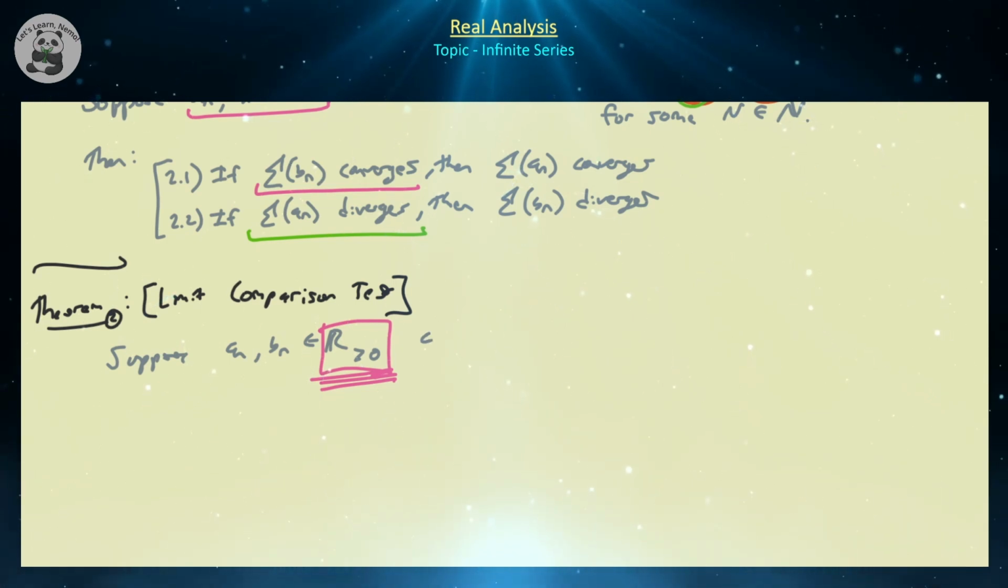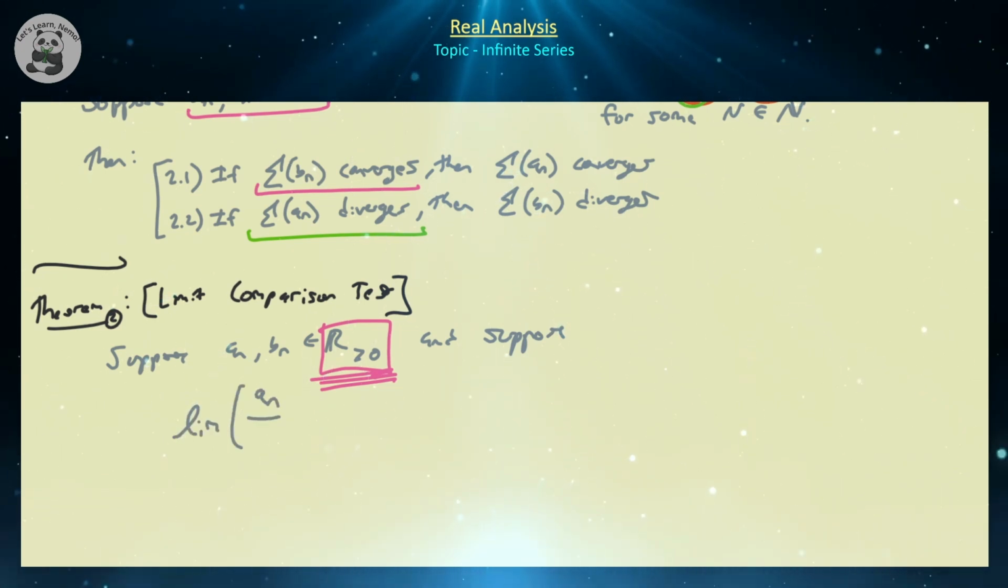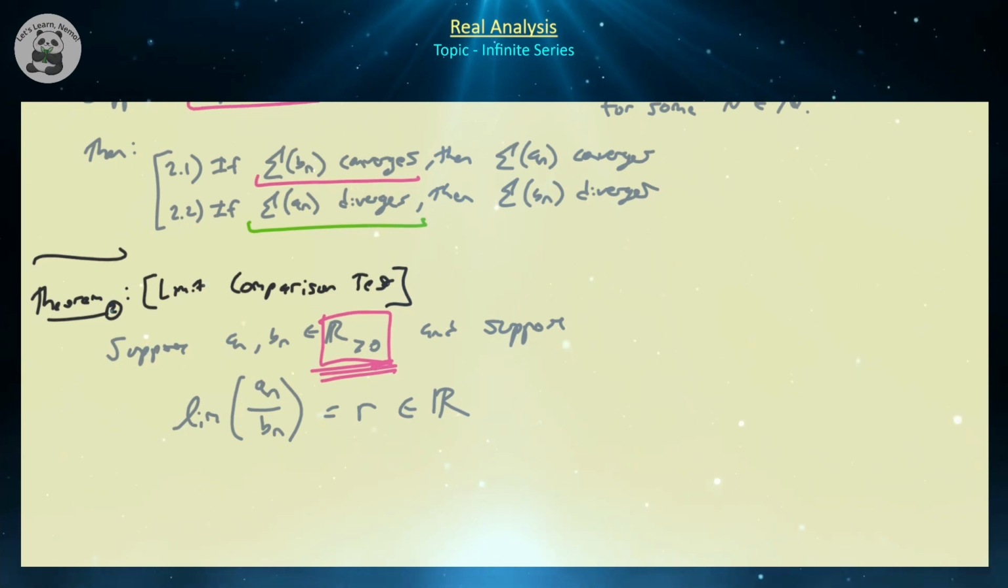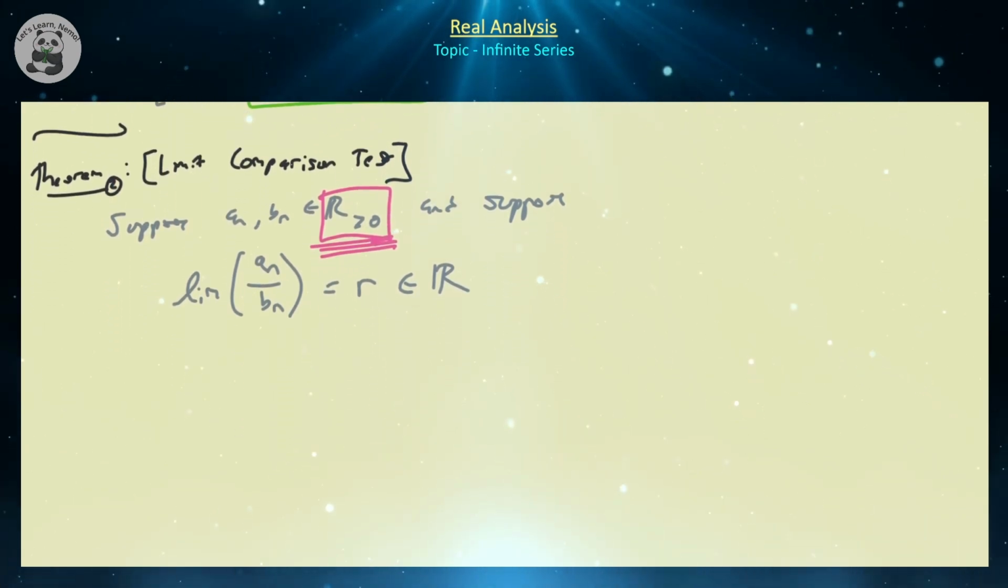If this is the case, let's also suppose that the limit of the quotient of the series an over bn is equal to r, and let's assume that this r is a real number. In particular, it's a non-negative real number, and one should be able to easily show that because an and bn are positive sequences. Actually, we don't need to specify that, so let's drop it. So if that's the case, then what exactly do we have?